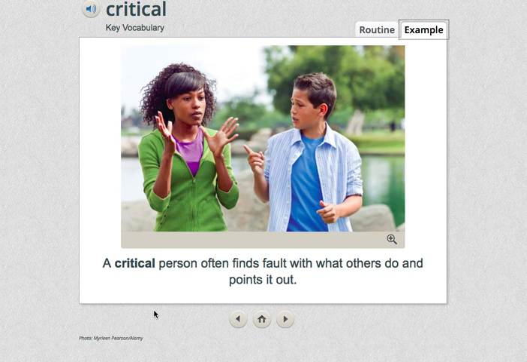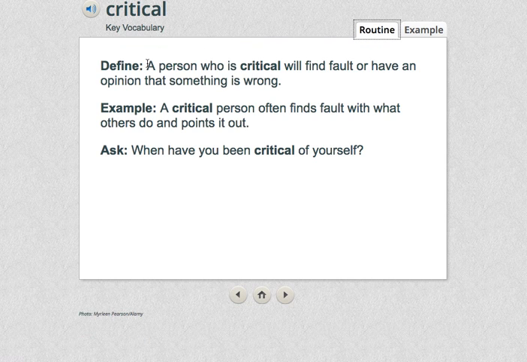So when have you been critical of yourself? Sometimes I'm critical of my teaching when I don't feel like I have done the best job I can do. So being critical is finding fault with what someone else does and pointing it out. So I want you to write that in your notebook. A person who is critical will find fault or have an opinion that something is wrong.